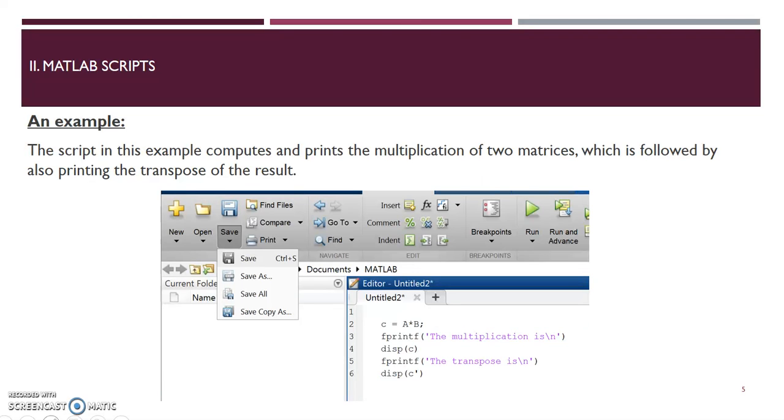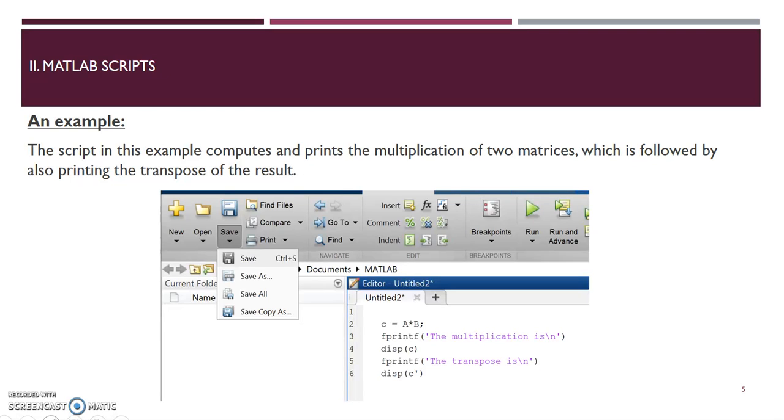So let's look at the example that I have here. What does it do? It computes the matrix multiplication of two matrices A and B and assigns the result to variable C. Then it shows the content of the variable C. And finally, it also shows the transpose of the multiplication matrix. Although we have C, fprintf, printf, and disp functions, we will revisit them later in this lecture again.